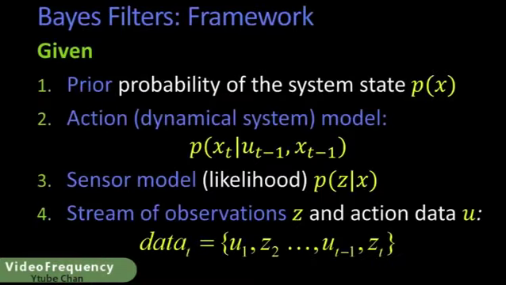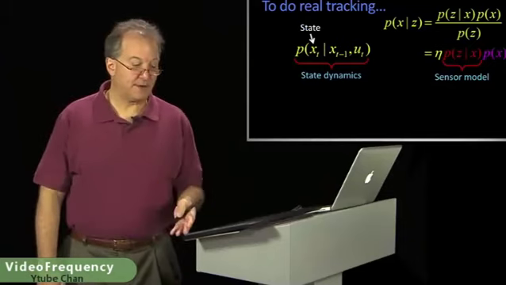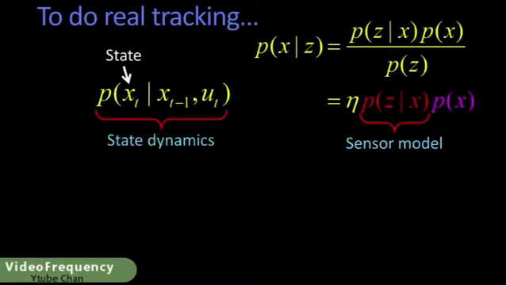So if you remember this Bayesian filter framework, we had to have 4 different elements, right? We needed a prior, which nobody ever talks about. It's kind of the black sheep of the family. A dynamical model or an action model that says how we think things change from moment to moment based upon where they were and the inputs that are provided. A sensor model, the likelihood of a measurement given state. And then we have this stream of observations, and the question is what to do with them. To do real tracking, we have to specify these things. In particular, we've got state and state dynamics, and we've got a sensor model.